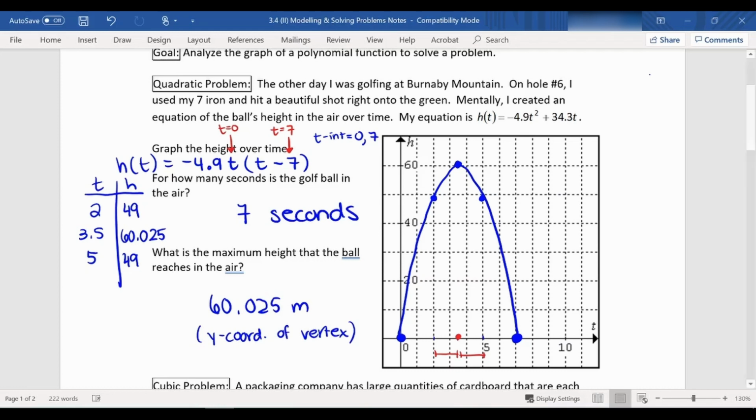Okay. So sometimes graphing will help us figure out the answers to the questions, especially when you have really big numbers or really gross numbers, which often happens in a cubic or quartic problem. And that's where Desmos is going to come in handy for us.